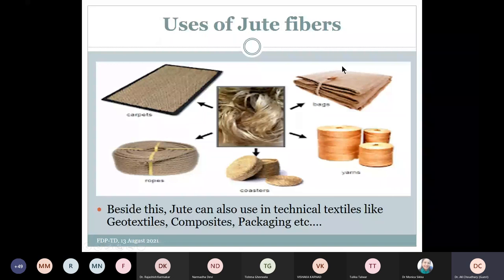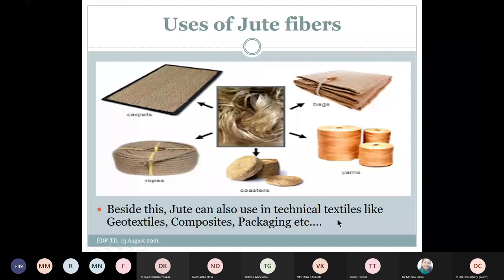Besides this, jute can also be used in technical textiles like geotextiles, composites, and packaging. In agrotech and in other industrial applications, jute is also recommended. And nowadays jute material is widely used in technical textiles.